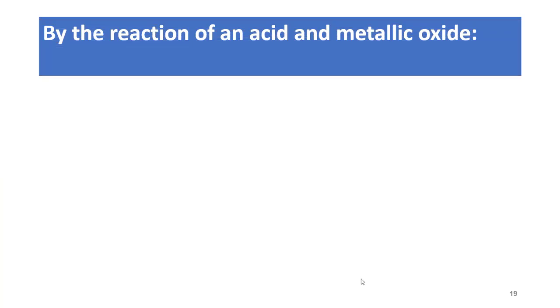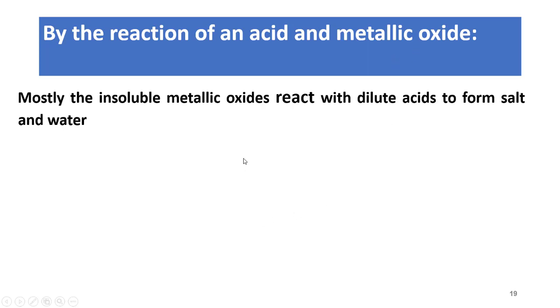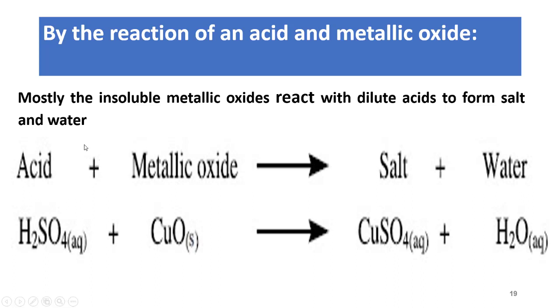By the reaction of an acid and a metallic oxide. Mostly insoluble metallic oxides react with dilute acids to form salt and water. The acid is sulfuric acid, H2SO4. It reacts with the metallic oxide, copper oxide, to form the salt, copper sulfate, and water. Let's see the reaction again. This copper reacts with sulfate to form copper sulfate, CuSO4, and this hydrogen from the acid reacts with oxygen to form water.